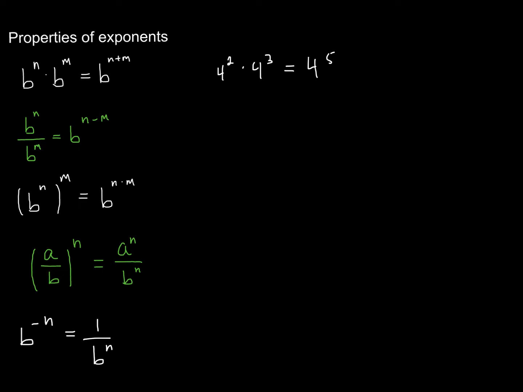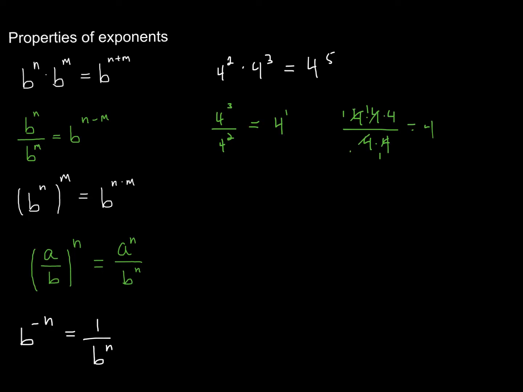Similarly, if I have b to the n divided by b to the m, I can subtract the exponents and write it in terms of one base. And so another example, if I have 4 to the third power divided by 4 to the second power, this is 4 to the 3 minus 2, or 4 to the first power. And this should also be pretty simple, right? 4 times 4 times 4 divided by 4 times 4. I'll actually write that out. And 4 over 4 is 1 over 1. 4 over 4 is 1 over 1. So I'm left with 4.